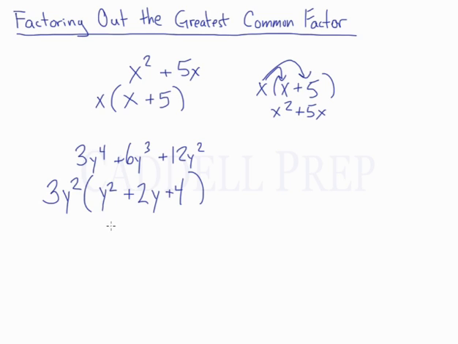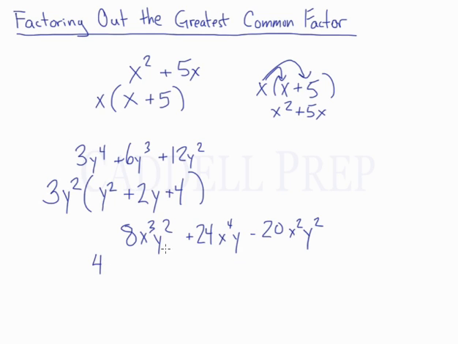Let's try an even more complicated example. 8x cubed y squared plus 24x to the 4th y minus 20x squared y squared. So again, we'll start with the coefficients. What's the greatest common factor of 8, 24, and 20? That's 4.